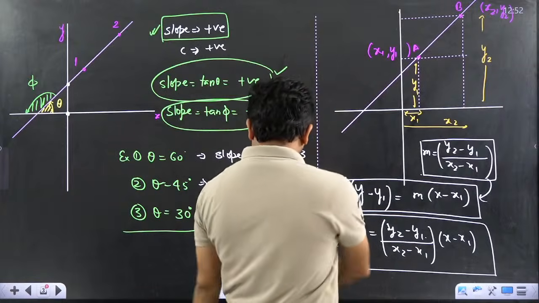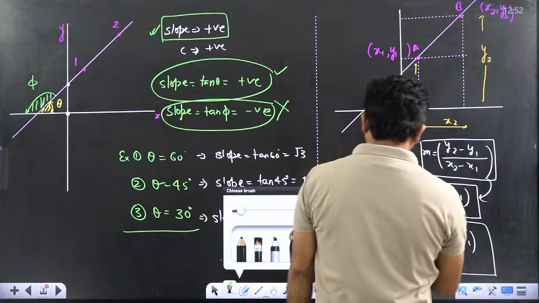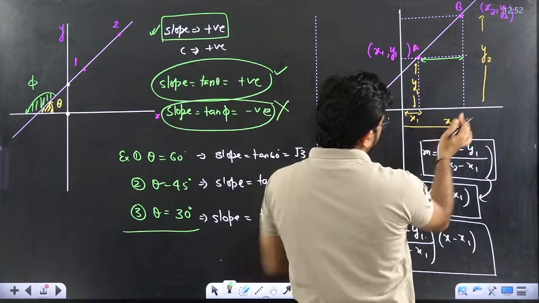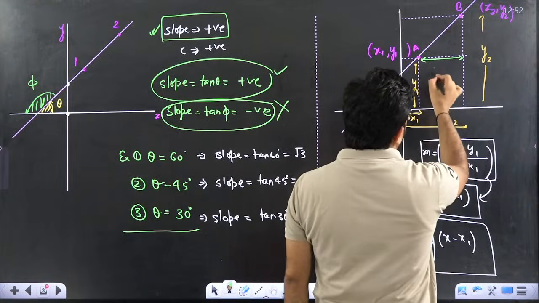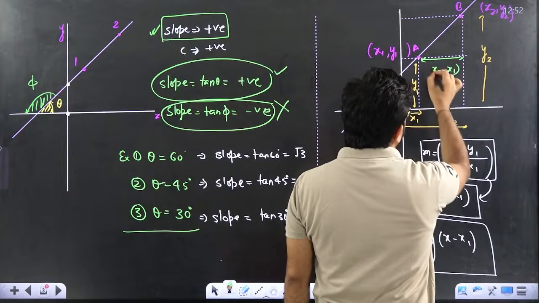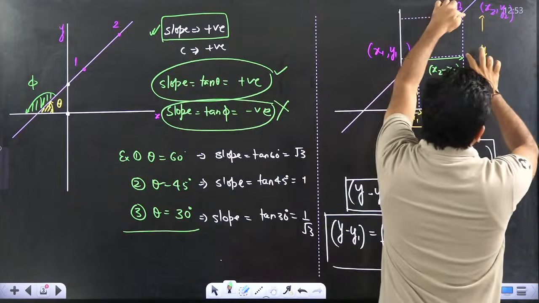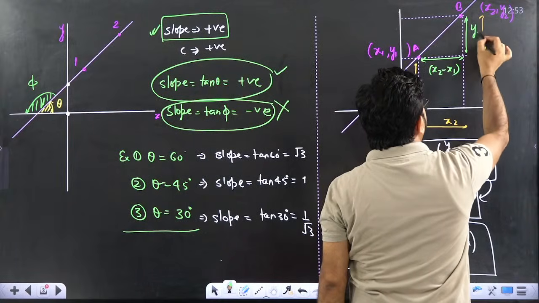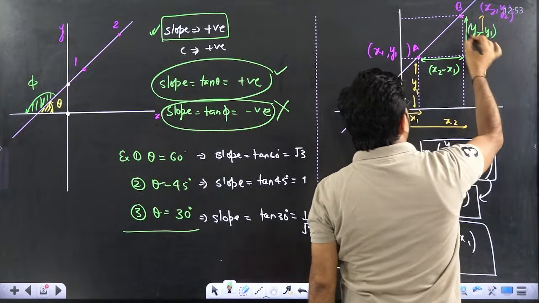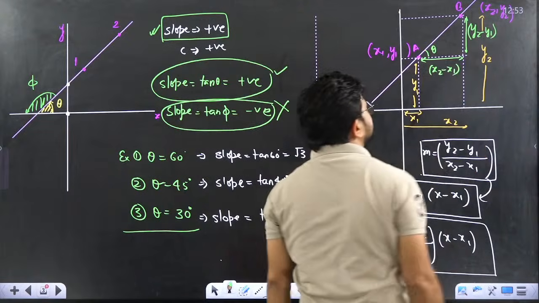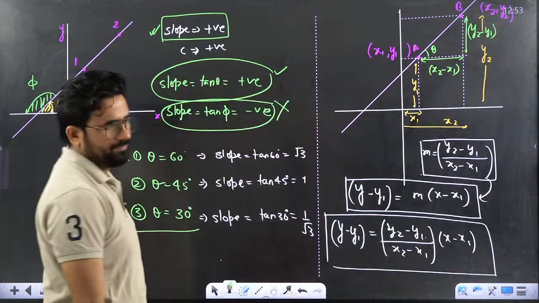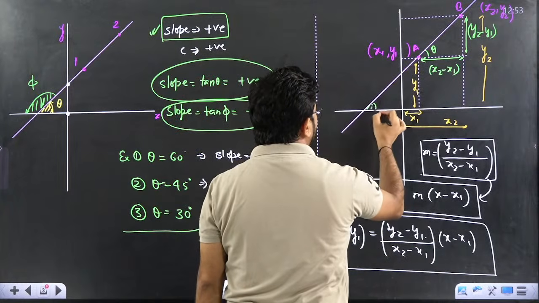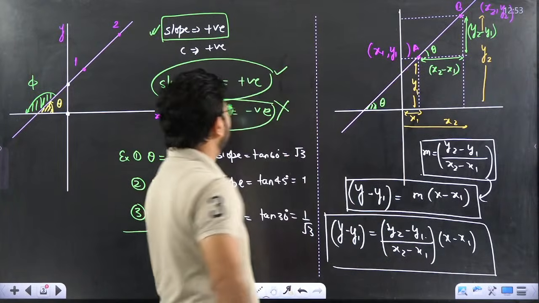Very simple. Now the question comes to you, sir, how much is this distance? Directly you will say, sir, x2 minus x1. Similarly, how much is this distance, beta? You will say, sir, y2 minus y1. This angle we call theta. It is the same angle that I told you in the previous question.